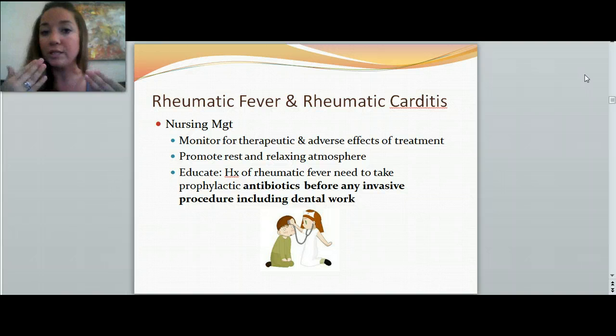Because think about it, when you get dental work done, there's little capillaries all throughout your gums, and whenever they're working in your mouth, they're introducing bacteria to those little capillaries. It's kind of gross to think about. But if you take a prophylactic antibiotic, especially if you have a history of rheumatic fever or rheumatic carditis, you're going to prevent any kind of infection from entering your bloodstream that way. If before they have any kind of surgery too, they need to take prophylactic antibiotics because these patients are at high risk of developing further complications and further infections down the road.